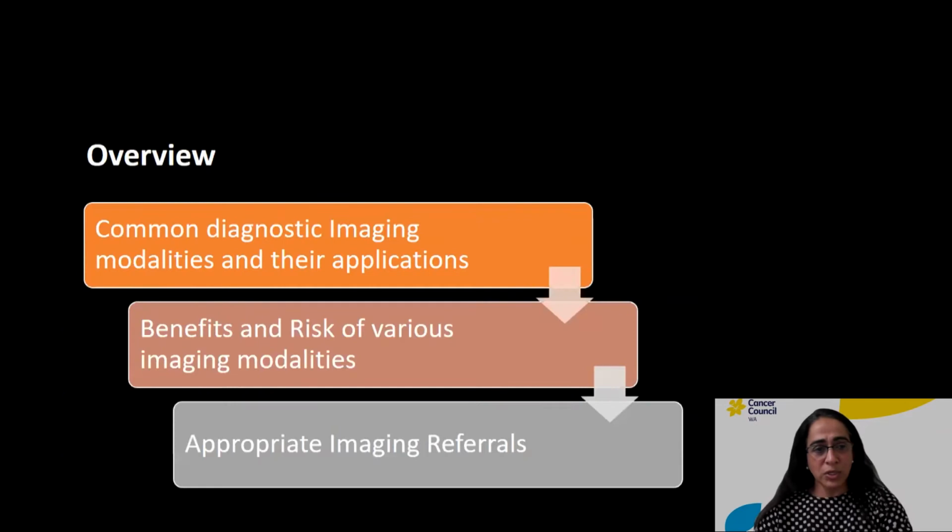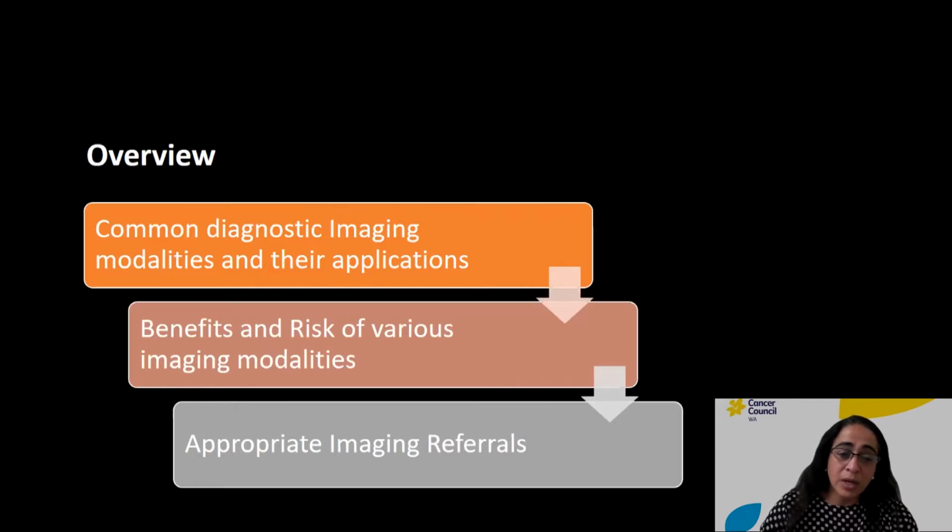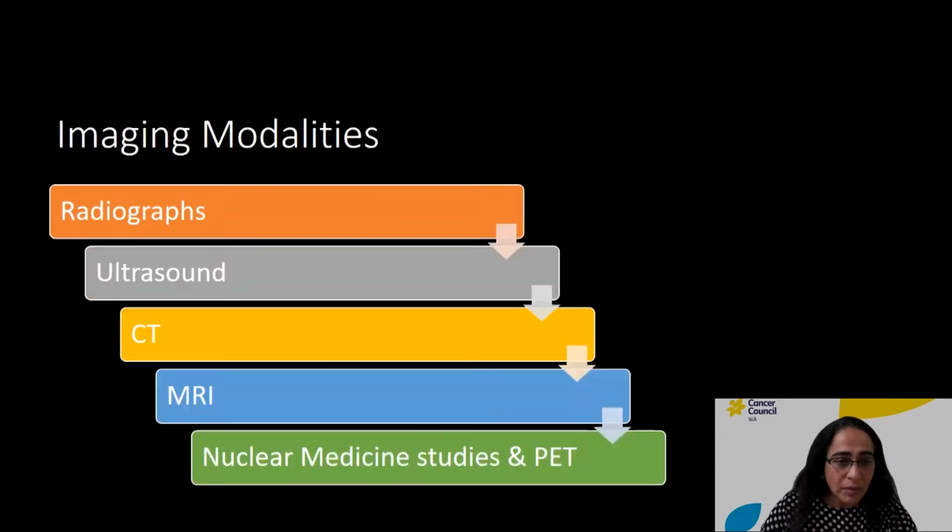Starting off with my talk, the overview firstly covers common diagnostic imaging modalities and their applications, the benefits and risks of various imaging modalities, and finally, what is a good imaging referral. For a radiologist, the main tools of the trade include radiographs, ultrasound, CT, and MRI. And for a dual-trained radiologist or a nuclear medicine physician, it includes nuclear medicine studies, including PET studies, and I'll be briefly mentioning these in my talk.